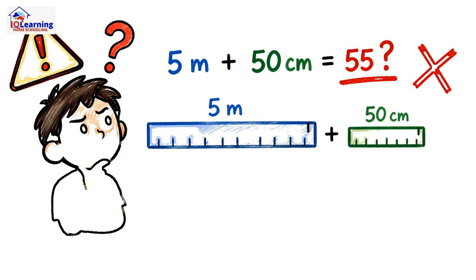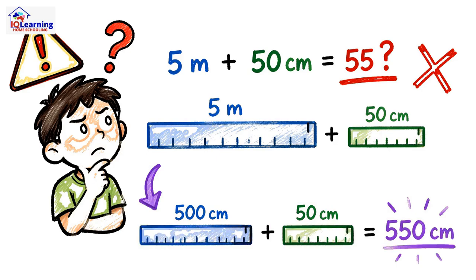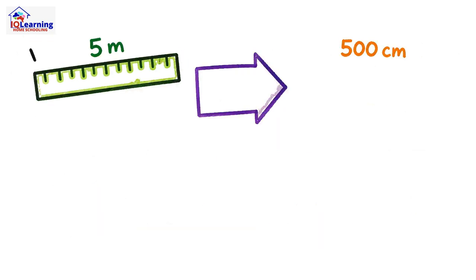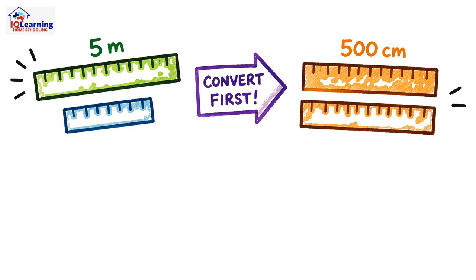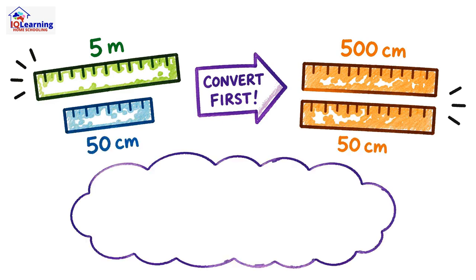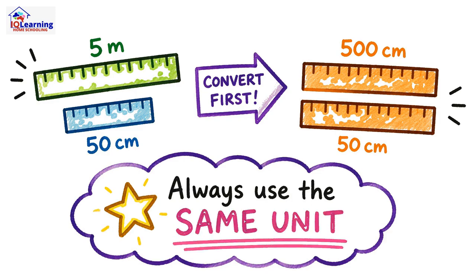Adding 5 meters to 50 centimeters and getting 55 is the single most common mistake. This leads us to the golden rule, the one key that unlocks almost every length problem. Before you add, subtract, multiply, or divide, you must convert all your measurements into the same unit.